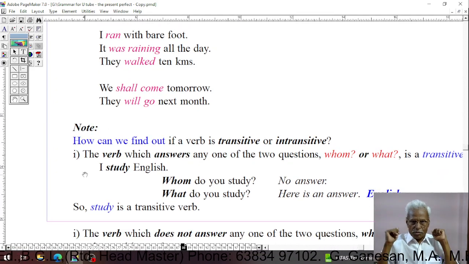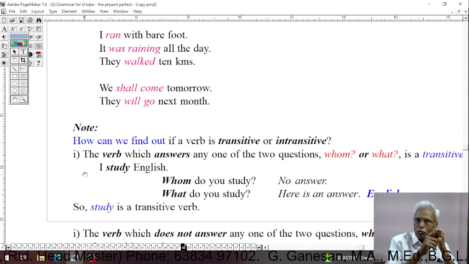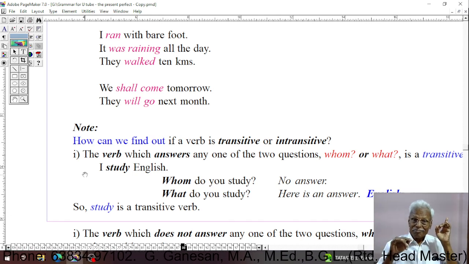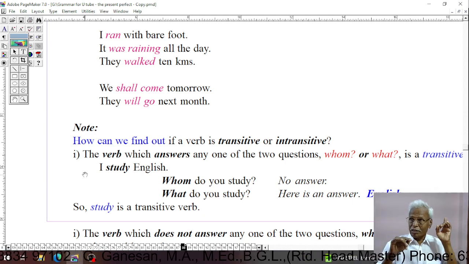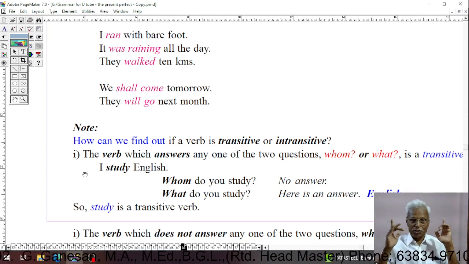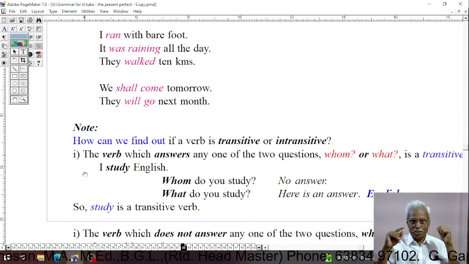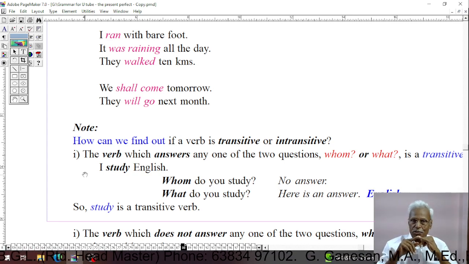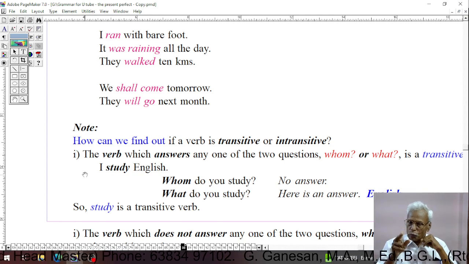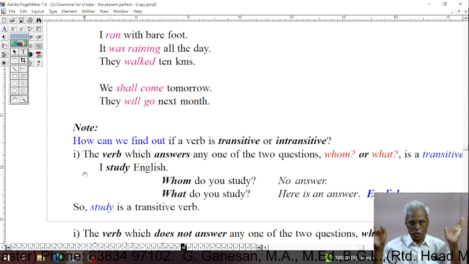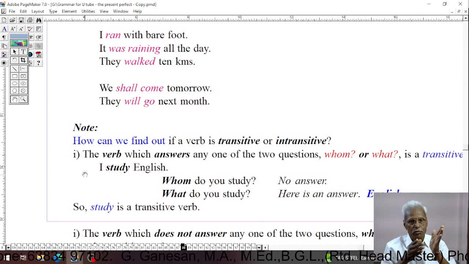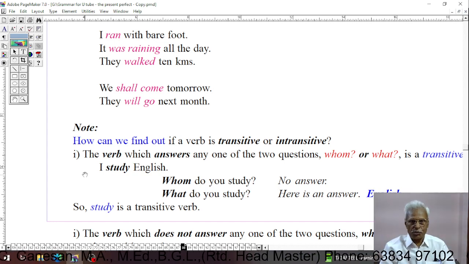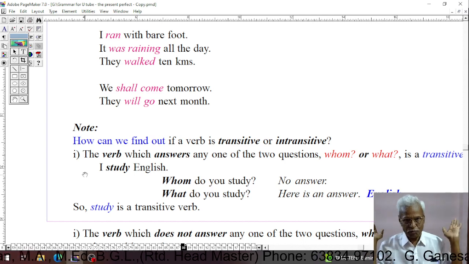so what are the ways to find out whether a verb is a transitive verb or intransitive verb? That I have already explained to you in sentence patterns. Here again I explain to you. To find out whether a verb is a transitive or intransitive verb, we have to put two questions: whom or what. If there is an answer for any one of the two questions, that is a transitive verb. If there is no answer for either of the two questions, it is an intransitive verb. That's all.